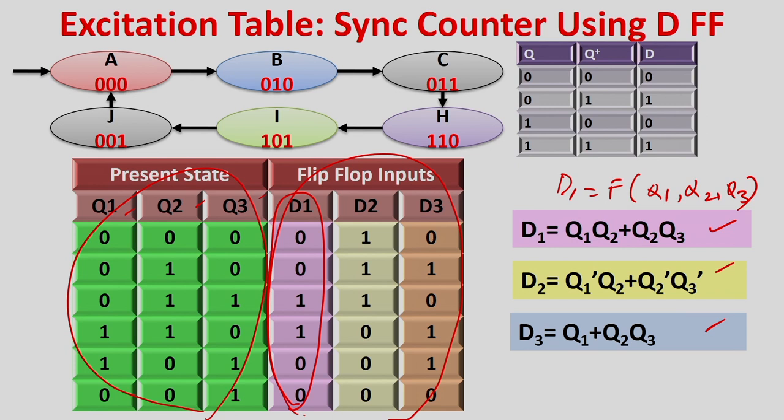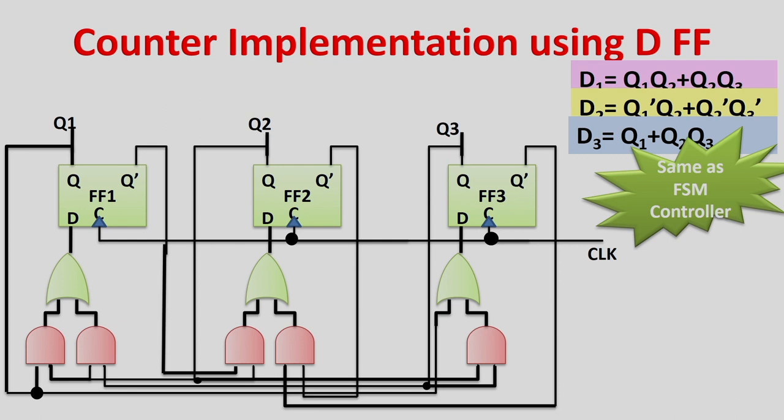So, from the truth table you derive the equations. Once you derive the equations, implementing the circuit is very easy. So, this is the implementation of the circuit. This is D1, D2 and D3, which is the same as the FSM controller. So, it is no different. Counter implementation using D flip flop is exactly the same as the default FSM implementation.